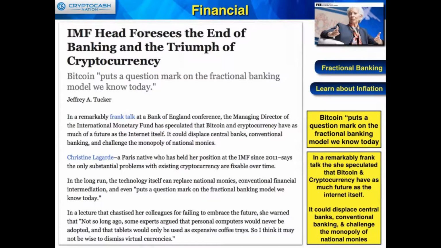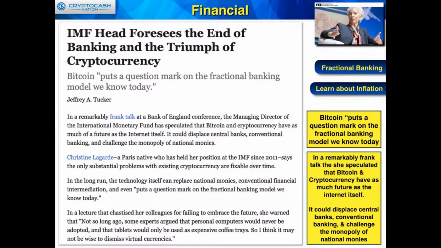And she says things like, Bitcoin puts a question mark on the fractional banking model we know today. In a remarkably frank talk, she speculated that Bitcoin and cryptocurrencies have as much future as the internet itself and could displace central banks, conventional banking, and challenge the monopoly of national monies. Since then, what have banks been doing? They've been freaking out. So now they're asking for regulation and licensing so they can do the exchanges as well and make a profit on this whole movement of capital.